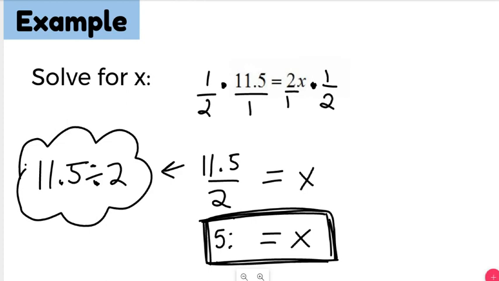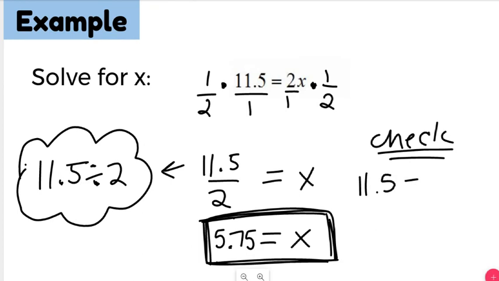My actual answer is 5.75. And if I substituted that, it would check out. So if I did check it, it would be 11.5. Is it equal to 2 times 5.75? Take my calculator, multiply it out. I do get 11.5, so we're good.